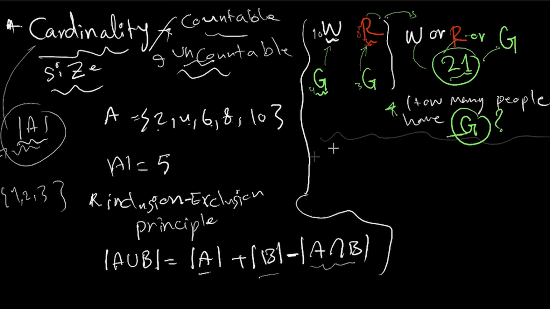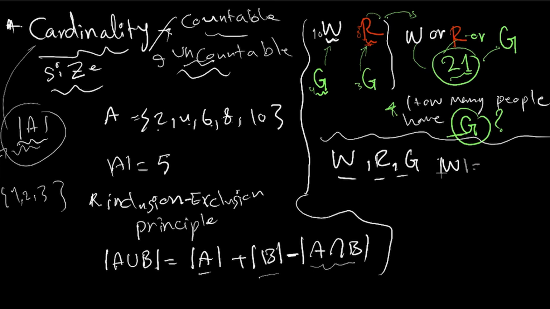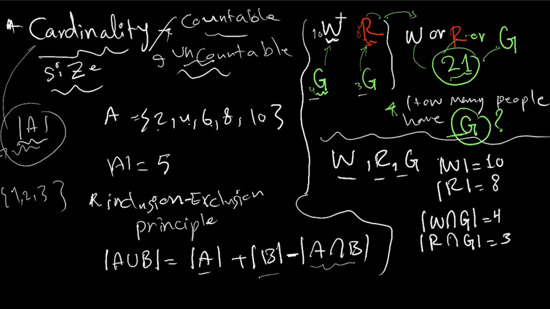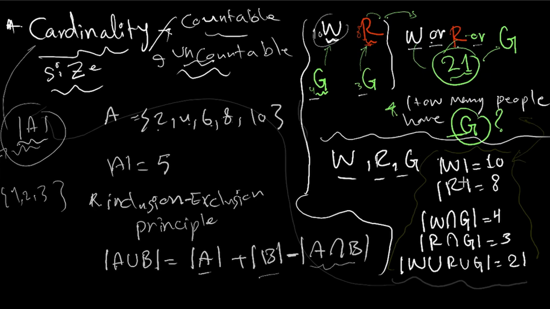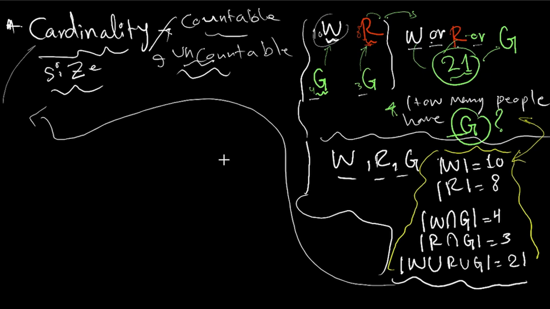First of all, let's create sets. We can say we have set W, set R, and set G. So we have 3 sets here. According to the summary, we know that the cardinality of W is equal to 10, the cardinality of R is equal to 8, the cardinality of W intersect G is 4, R intersect G is 3, and W union R union G is equal to 21. This is the information given to us. It is reasonable to assume that W and R are disjoint, with intersection 0.